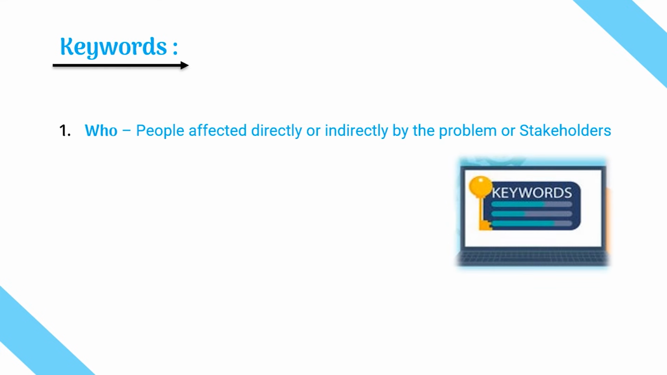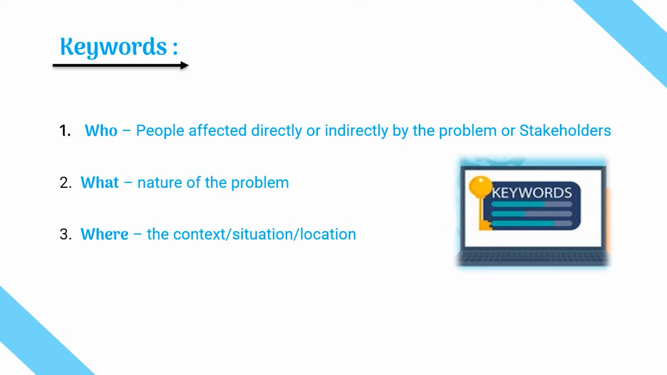We can associate who with people affected directly or indirectly by the problem, or the stakeholders. What can be associated with the nature of the problem. Where is equal to the context, situation or location. And why is why the problem is worth solving, or the benefits of the solution to the stakeholder.